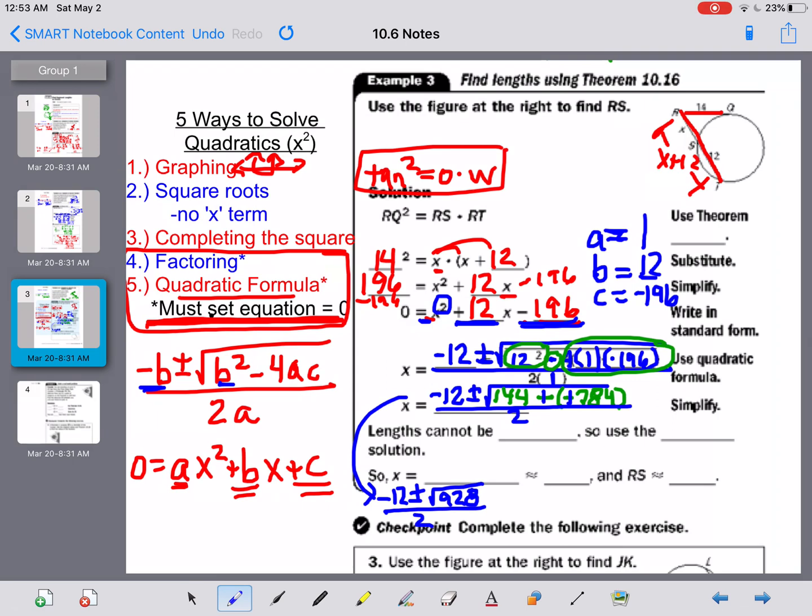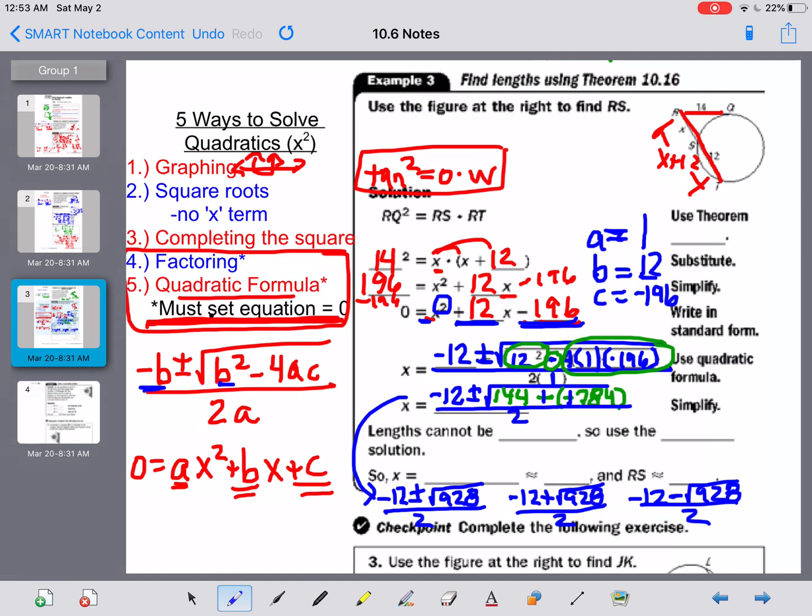I can have negative 12 plus the square root of 928, all divided by 2. And I can have negative 12 minus the square root of 928, all divided by 2. Okay. So let's plug those in the calculator. Let's figure out what my 2 answers are.